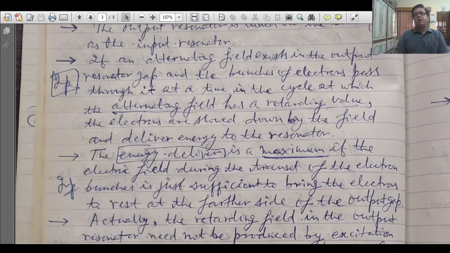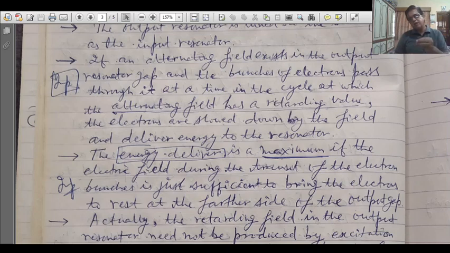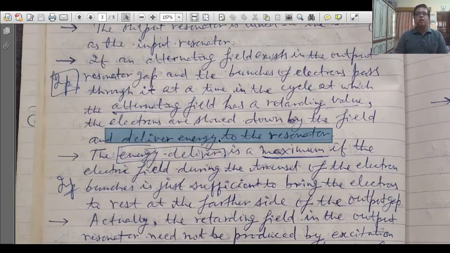If an alternating field exists in the output resonator gap and the bunch of electrons passes through it at a time in the cycle at which the alternating field has a retarding value, then the electrons are slowed down by the field and deliver energy to the resonator. If electrons enter when the alternating field has a retarding value, then the electrons deliver energy to the resonator.